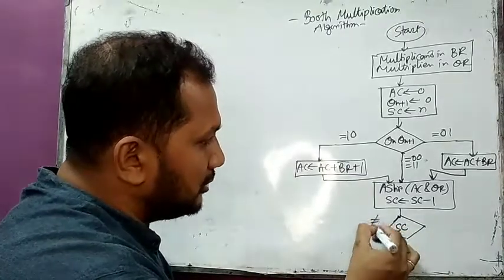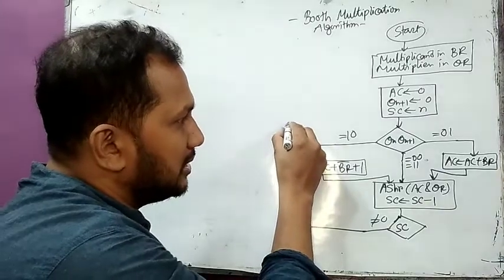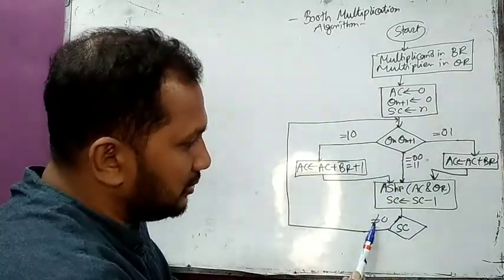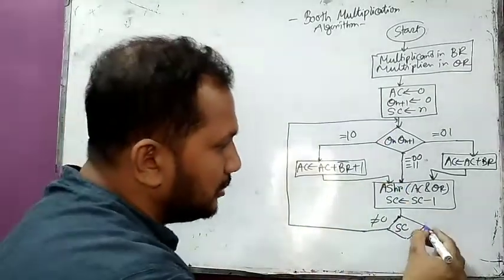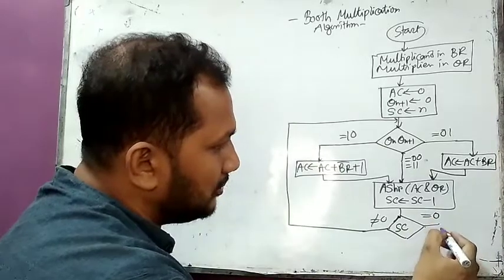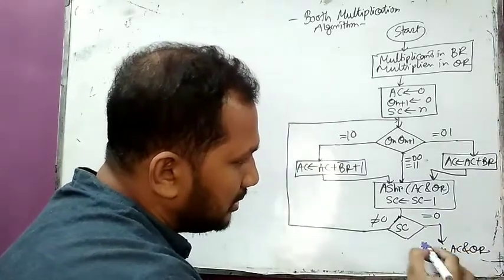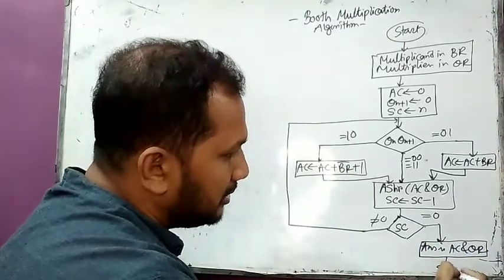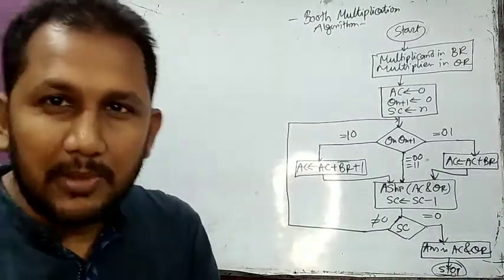If it is not equal to 0, then we move to the next iteration. We have to check: if it is not equal to 0, then we have to move back and repeat the procedure again. If it is 0, the answer is in AC and QR. This is the output result, and we have to stop the flowchart. So this is the concept of Booth algorithm.